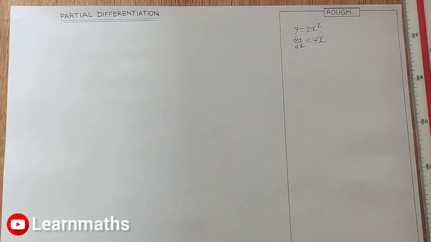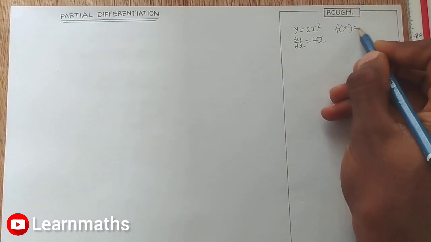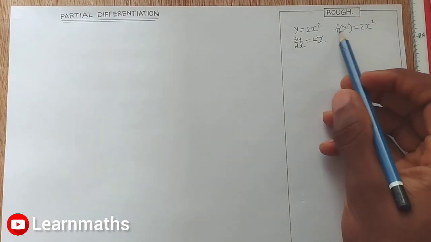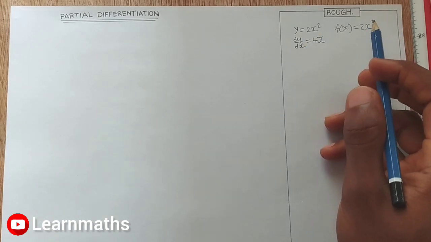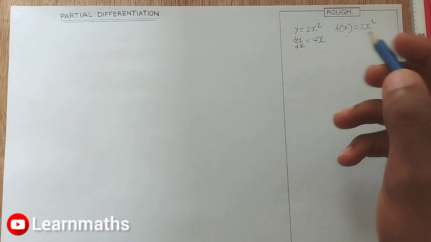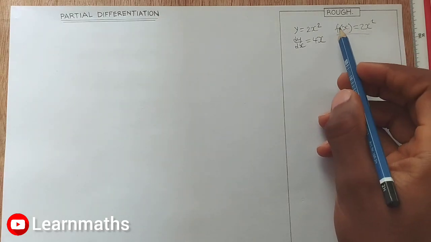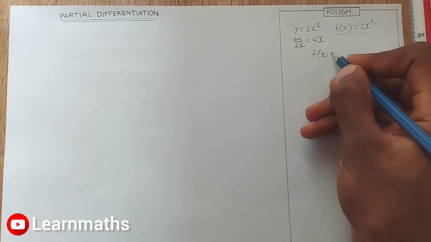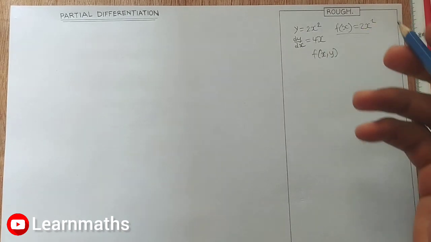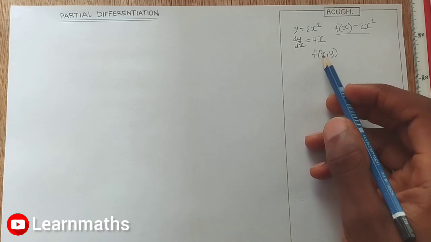Now, for partial differentiation, we're not going to have a function like this. We're not going to have just a function f of x that is equal to some numbers or terms and a variable x. Now, we're going to be dealing with functions that are actually a function of more than one variable, like x, y. Now, this function depends on two variables, x and y.